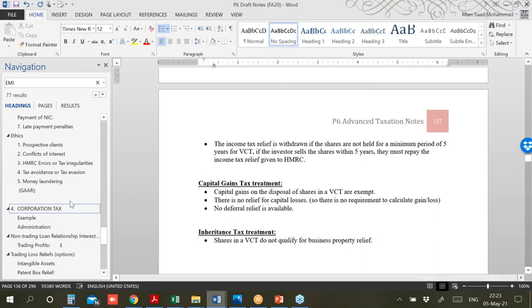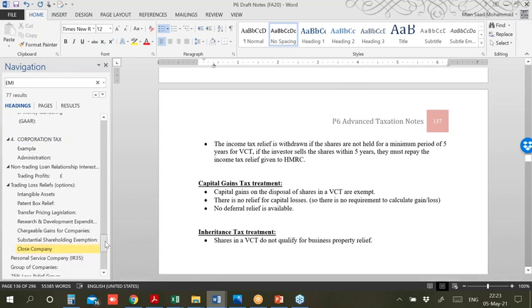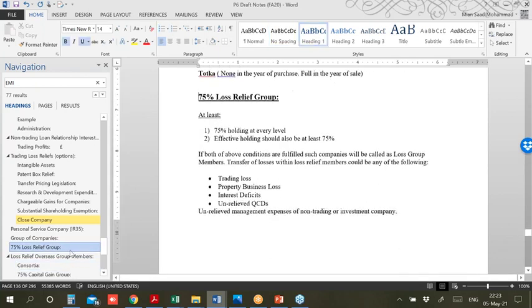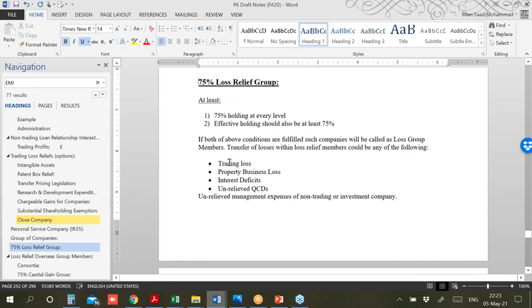There's a separate chapter for corporation tax, and in there you can see the 75% loss relief group and the 75% gain group. So this is the loss relief group, and if you form the loss relief group, these are the types of losses that you can share: interest deficits, property business loss, trading loss, and unrelieved QCDs. QCDs means charities. If the company has not enough profit to deduct any charitable donations that they have made, they can transfer them to another group member which has a sufficient amount of profit to set off, and this way the charitable donations will not go wasted for the group.